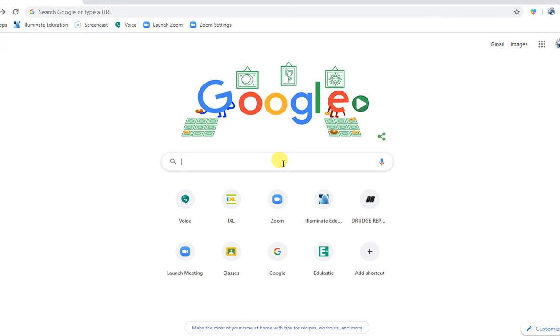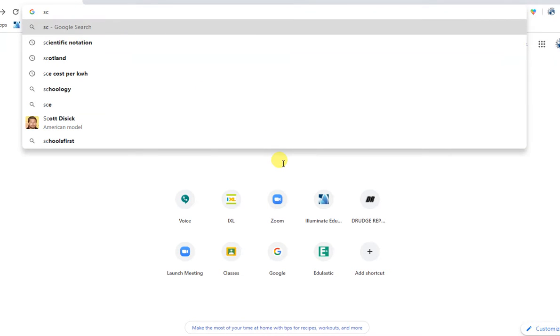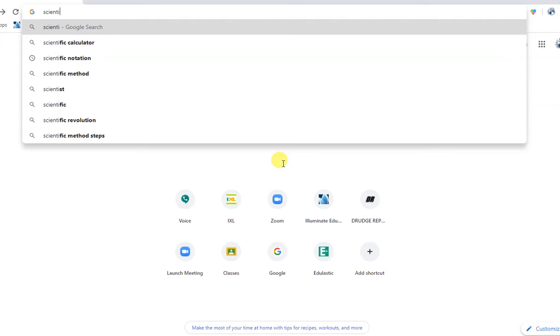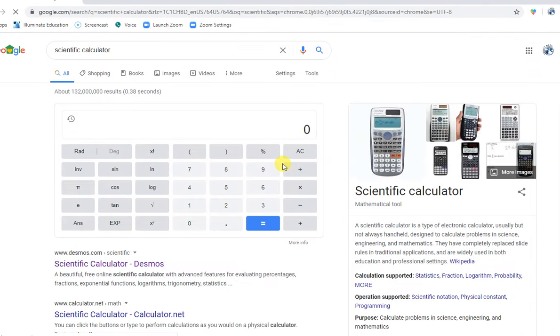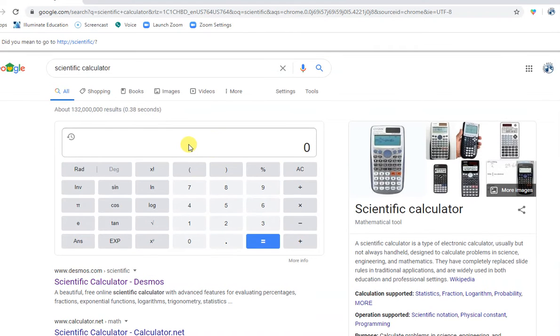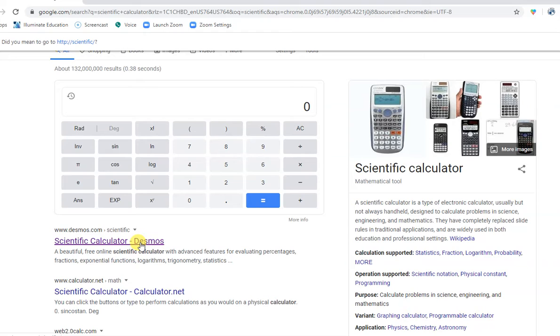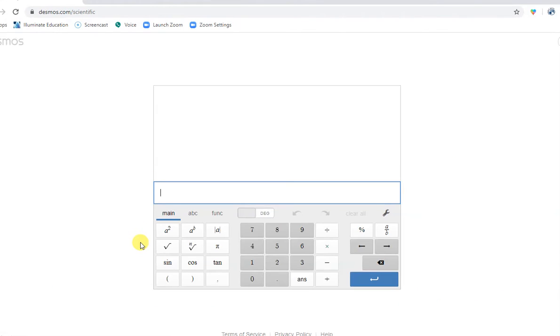So I would Google for a scientific calculator. And here's one that comes up, the Google one. This one is not going to be good enough for us. The Desmos one is going to be better. So I'm at desmos.com scientific. That one's looking pretty good. And you'll understand why in a little bit. So let's go with the square root of 16, and the square root of 16 is 4, because 4 times 4 is 16.